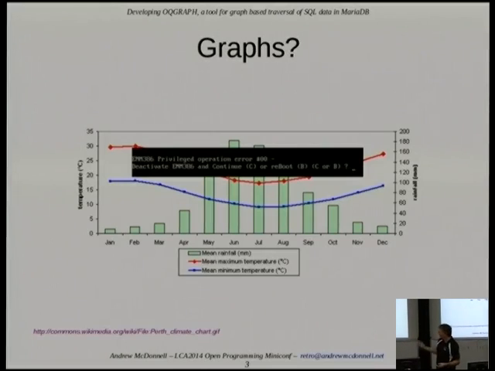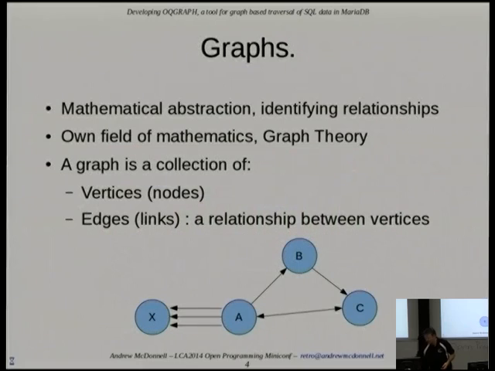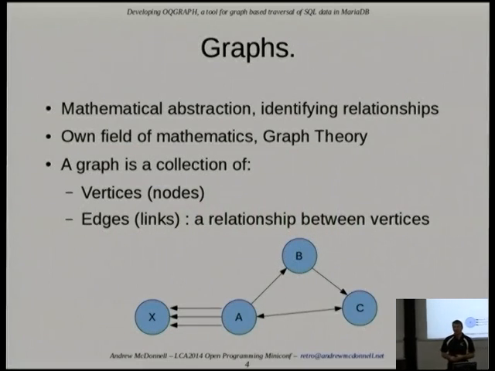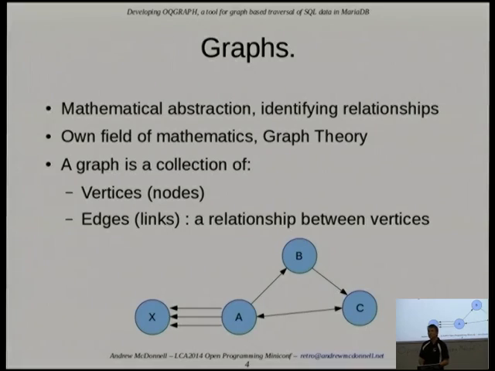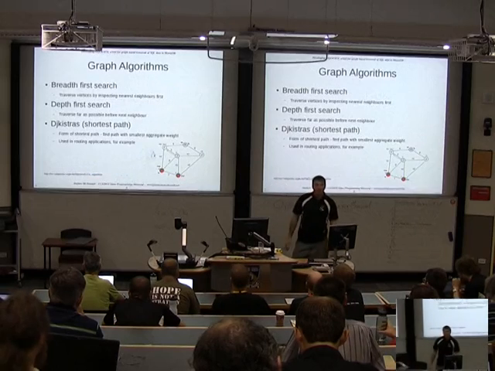And we're not talking about this type of graph, we're talking about this type of graph. So basically, if you don't know a lot about graphs, it's effectively just a collection of nodes which might have information on them and the relationships between the nodes, which is an edge or a link, various terminology from different parts of the graph. Graphs have their own field of mathematics called graph theory.